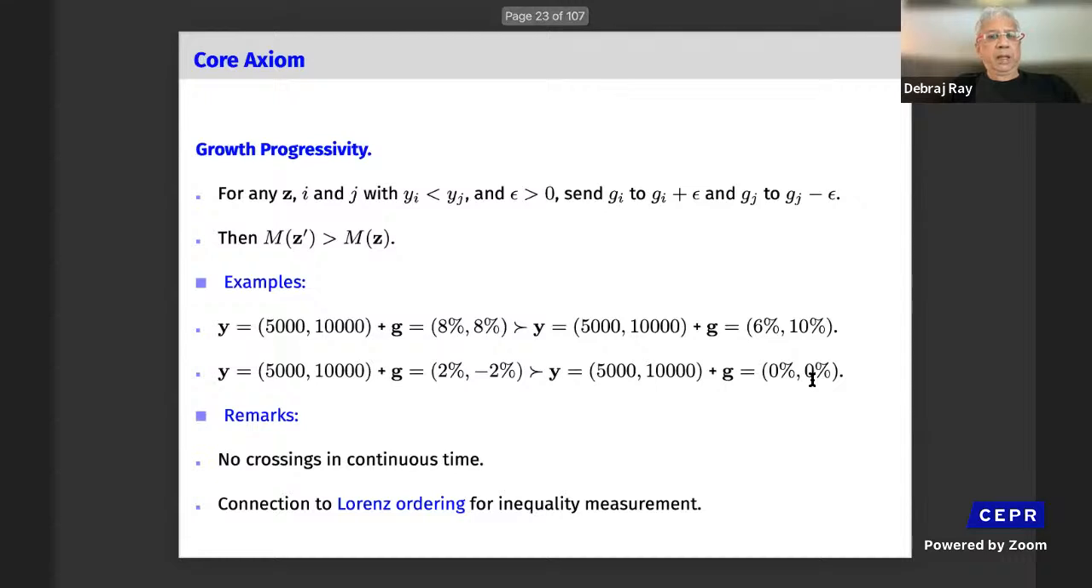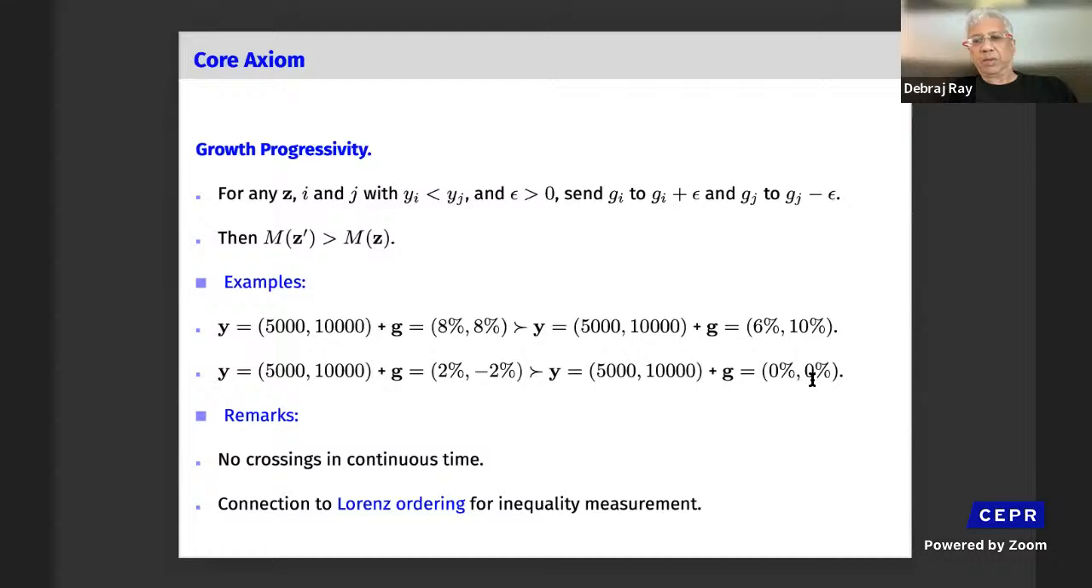Now, I want to make two remarks. The first remark is, of course, that there is no crossing in continuous time. So you don't have to worry about, oh my God, what if we transfer the growth rate and now this guy becomes poorer than the other guy, whereas he was richer to start with. All of that is clean because it's happening in continuous time. No crossings are going to occur in an instant. So do not fear.